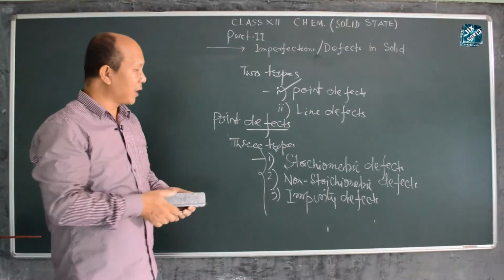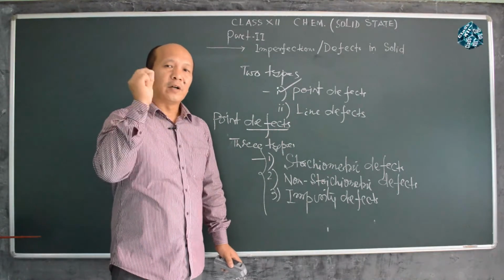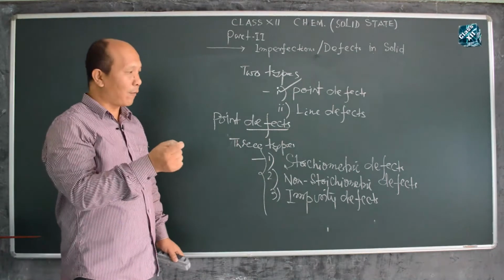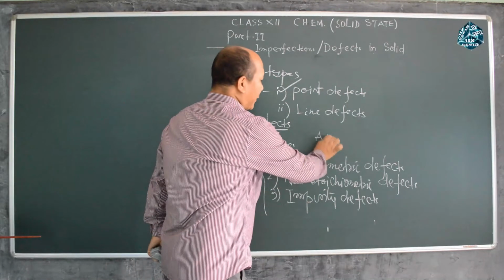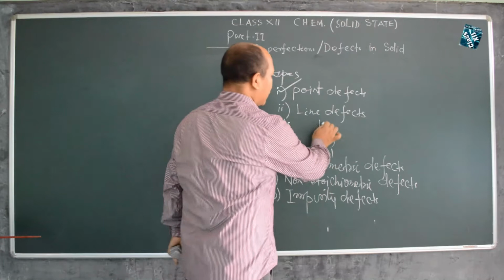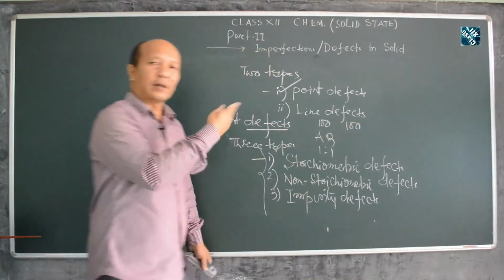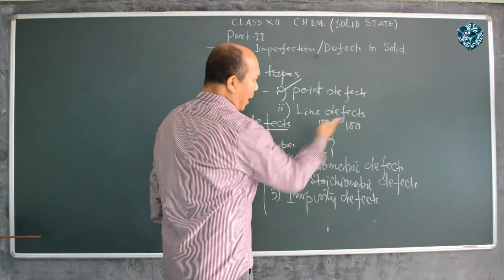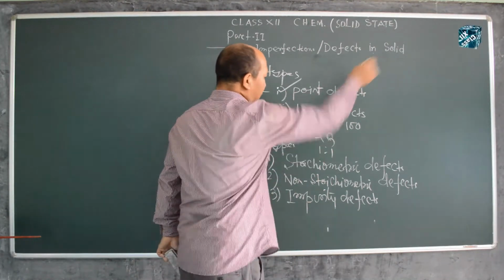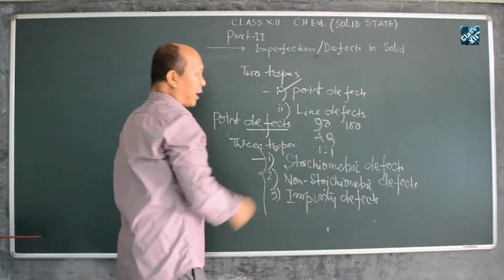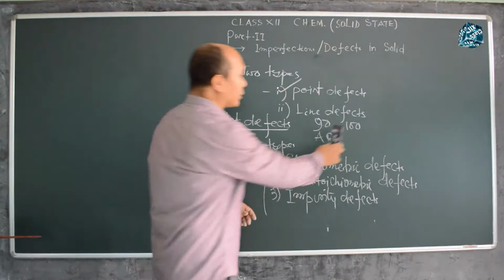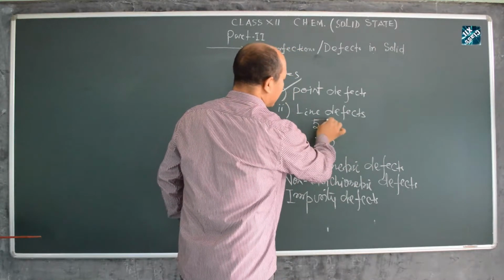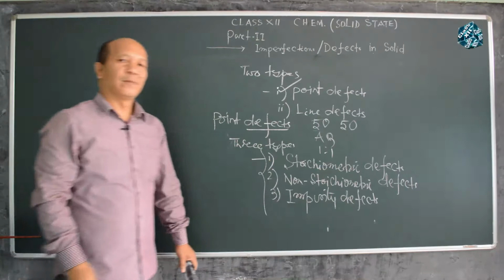Stoichiometry means the ratio between cation and anion remains the same as given by the molecular formula even when a defect occurs. For example, AB with ratio 1:1: if A is 100, then B is also 100, or A is 50 and B is 50. If a defect occurs, say A is 90 and 10 positions are vacant, then B is also 90. The stoichiometry is maintained, so it is a stoichiometric defect.